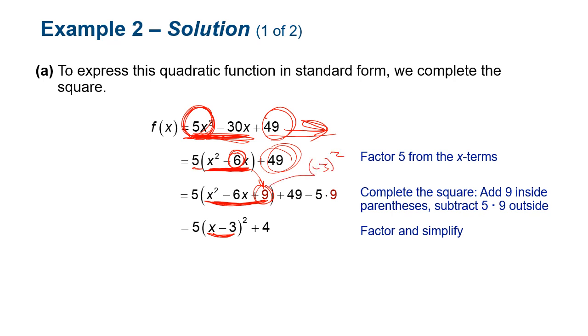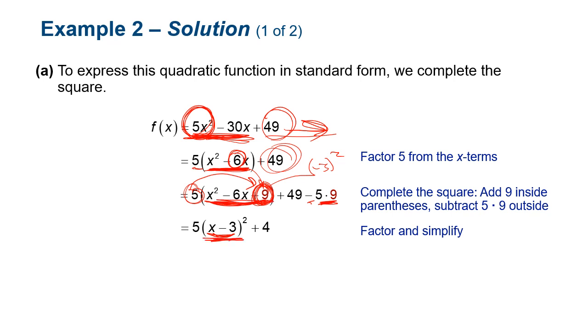But I can't just add this in here. It wasn't there before. So in order to cancel it out, what do I have? I have an extra 9, but not just an extra 9. I have an extra 5 times 9. So if I subtract an extra 5 times 9, that'll balance it out. So then what do I have? I have 5 times this, which is factored as (x minus 3) squared.